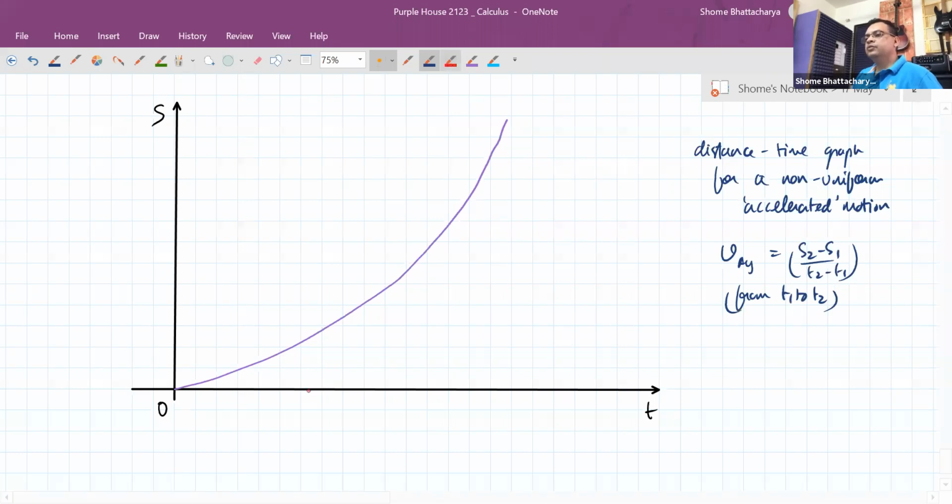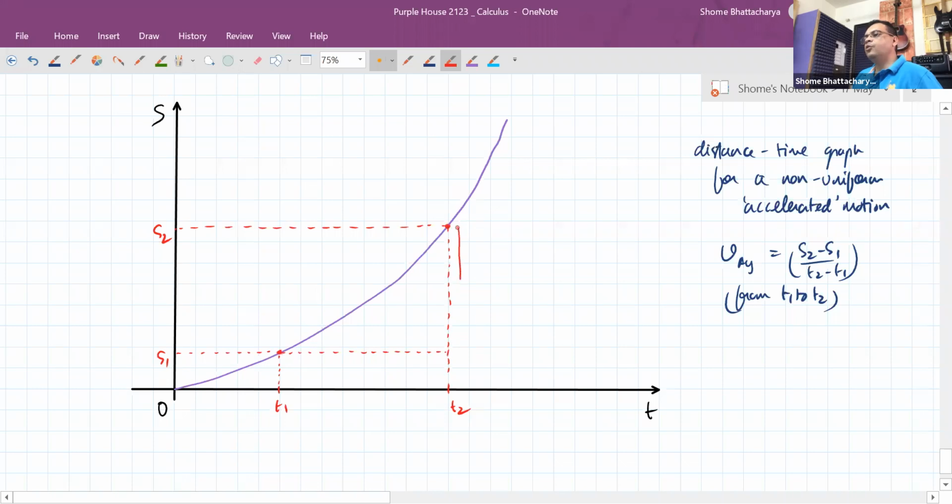So once again, repeating what we've done earlier, suppose this is the time T1 and this is the time T2. What we have to do is plot this point here, where this is my S1, and plot this point here, where this is my S2. But the interesting thing is that this calculation, S2 minus S1 and T2 minus T1, has a special significance in terms of these 2 points. This is nothing but S2 minus S1, and this is nothing but T2 minus T1.